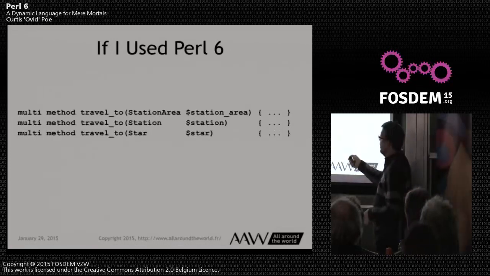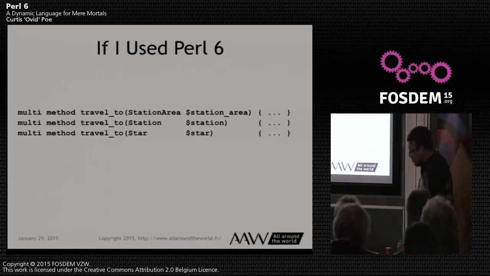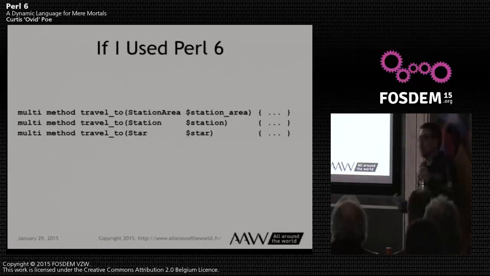Here we're dispatching on type. Perl 6 will say what types of arguments do we have, and it will dispatch for you accordingly. It makes your code much simpler. And you don't have to worry about missing the case of, you can't travel to this location because we didn't find a type for it. Perl 6 will blow up for you.